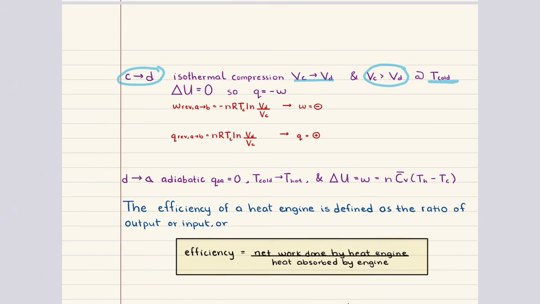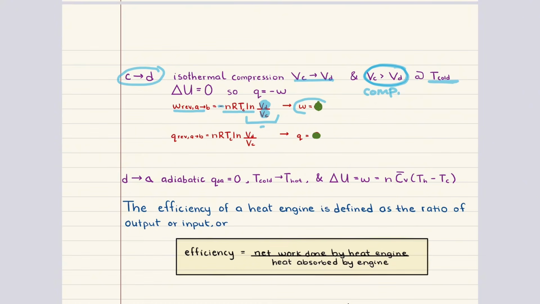The reversible isothermal work equals negative nRT cold times the natural log of VD divided by VC. Now, VD is going to be smaller than VC. We're going through a compression, so the log is going to be a negative term. And if you multiply the negative log term with the negative sign out front, you're going to get a positive work, meaning work is put into the gas.